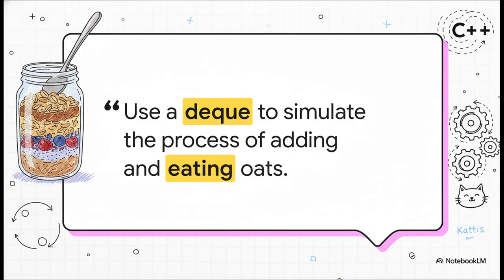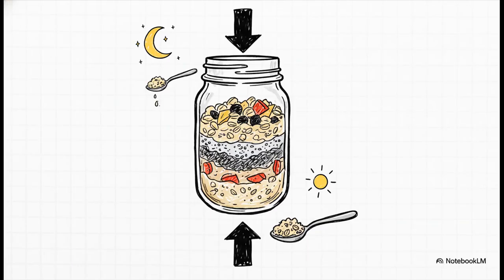Let's figure out why. It's because the problem is a perfect model of a double-ended queue. You do one thing at one end, you add oats to the container at night, and you do a totally different thing at the other end. You eat the oats from the container in the morning. This is the exact scenario where a deque just crushes it, fast at both ends. Using a vector here would be clumsy and slow. It's a textbook example of picking the right tool for the job.